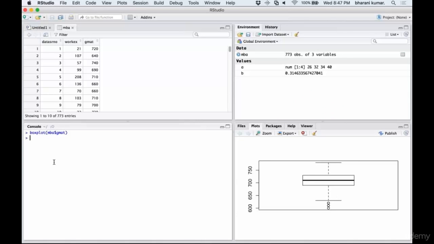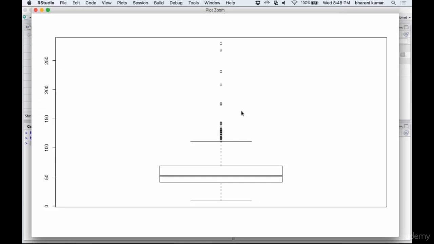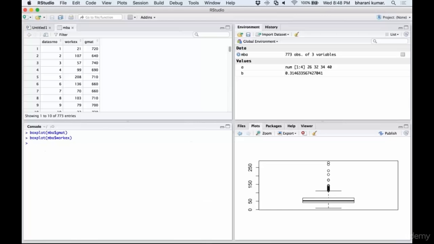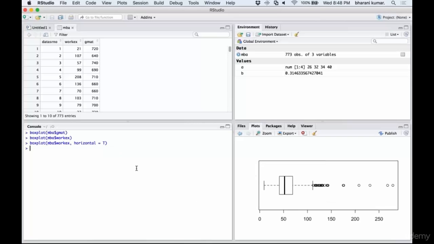Let me position the mouse pointer on the console and press the up key on the keyboard, which brings me the previous function. So rather than plotting this for GMAT score, I'll do it for work experience. There you go. We have a lot of outliers here towards the upper side. Also, if I represent this box plot in the horizontal format, let me do that. Once again, the up key, I'll add an argument called horizontal equal to TRUE. The direction of the box plot has changed now.